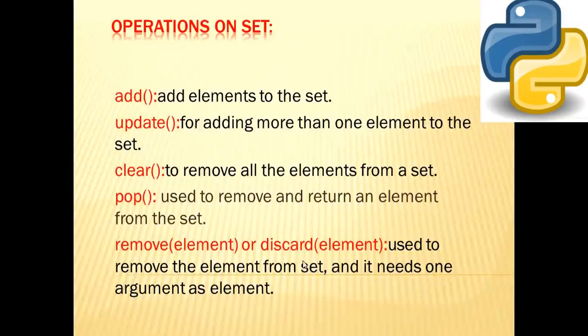Okay, so finally we have remove and discard method. For remove as well as discard, we need to pass one argument as element. Okay, both are used to remove an element from the set, but the difference is, if I am trying to remove an element which is not there in the set, by using remove method it will give us key error. But whereas if I go for discard method, if I am trying to remove an element from the set which is not there, then it will not give any error.